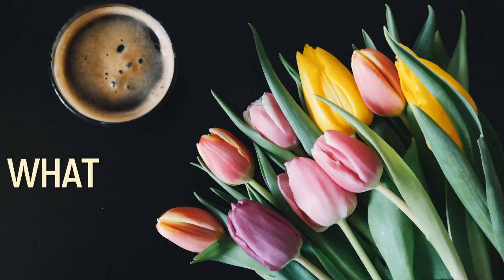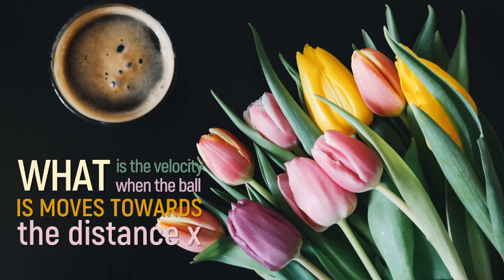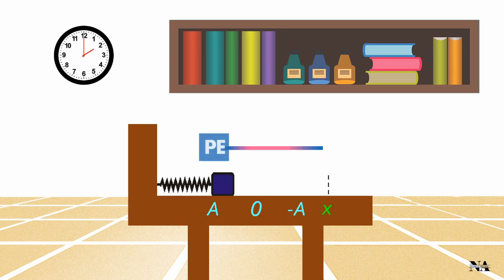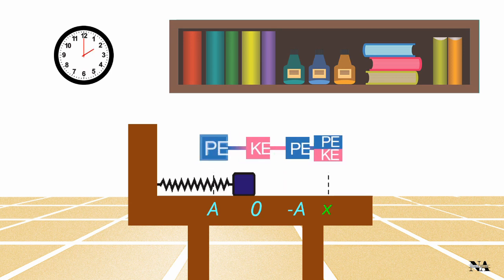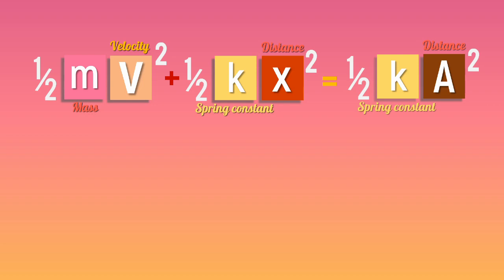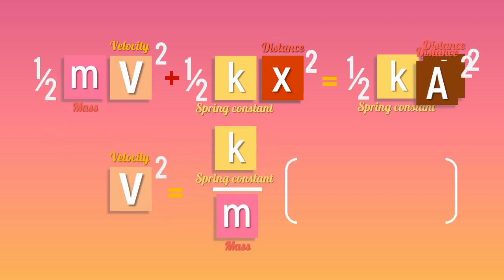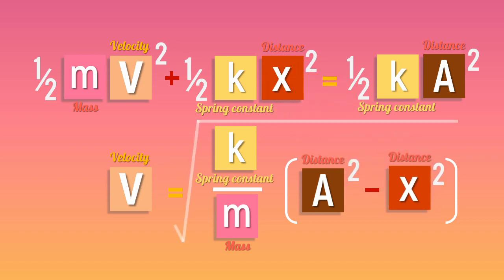We also want to know what the velocity is when the block moves to a distance x. At this point, the energy is part kinetic and part potential because energy is conserved. So we can write the energy equation, and solving for the velocity v, we find that v is equal to the square root of the spring constant divided by its mass, times amplitude squared minus x squared.